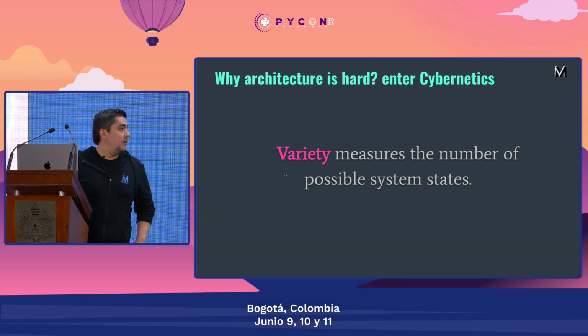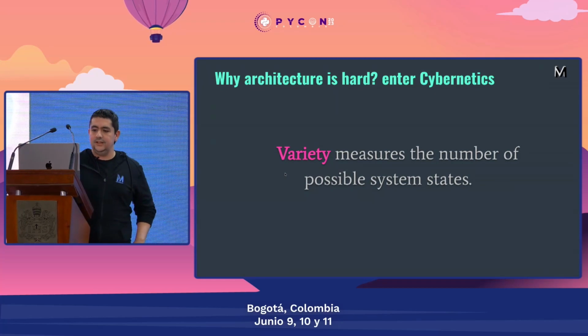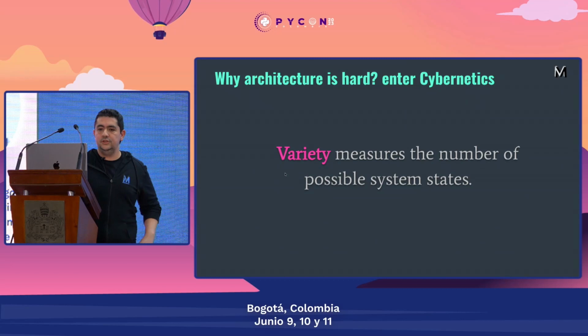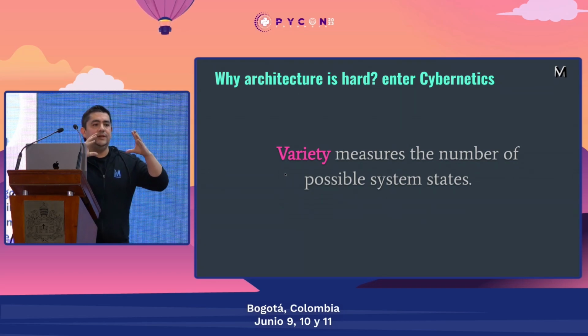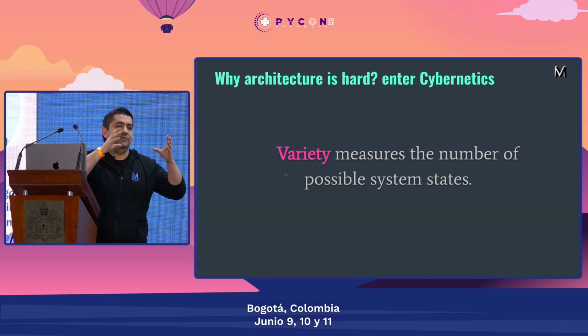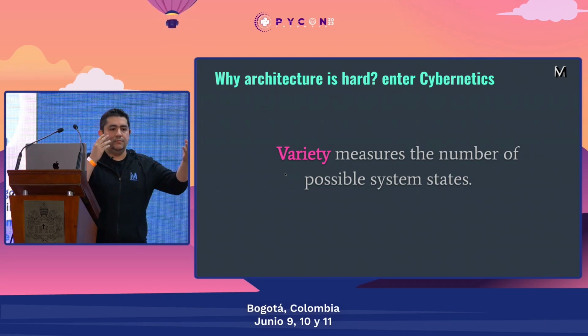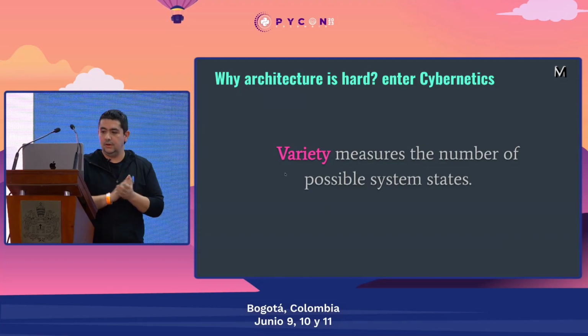So for this matter, allow me to introduce a definition called variety. Variety measures the number of possible system states. You can consider a system by its state. Let's just take a simple system like a dice. You will have only 6 states, one for each of the faces. If you have a 2 dice system, you will have 36. There will be a combination of one of the states from one dice with all the combinations from the other. So that's the concept of variety.